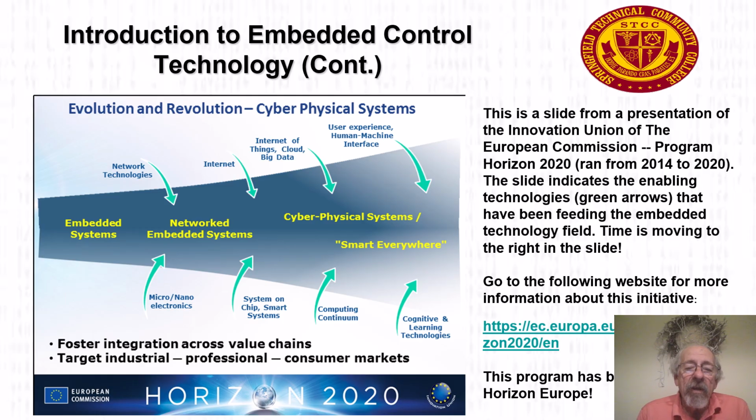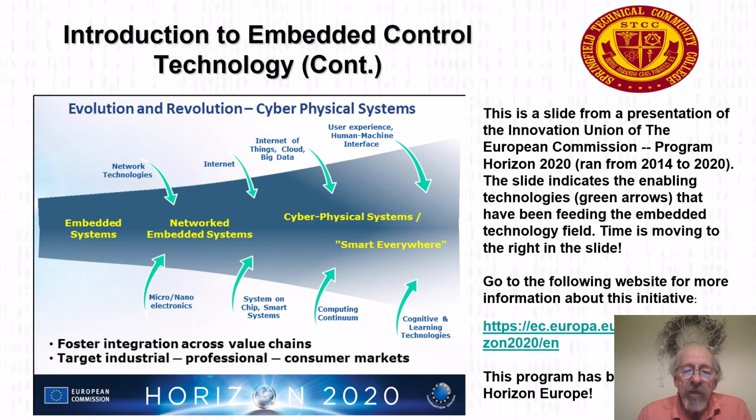Then on the top you see the Internet of Things, excuse me, cloud and big data. So again, these are products of the Internet of Things as we have evolved that technology. The bottom, you have a computing continuum, which kind of indicates that computers everywhere. Within the green area, we see cyber-physical systems and smart everywhere. And again, we haven't defined what cyber-physical systems are.